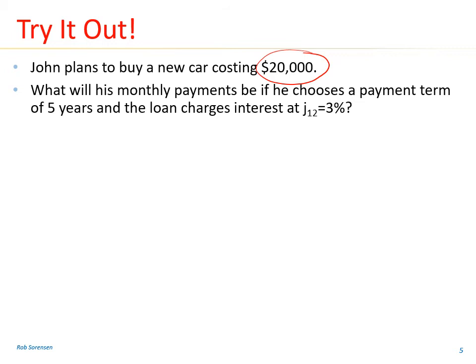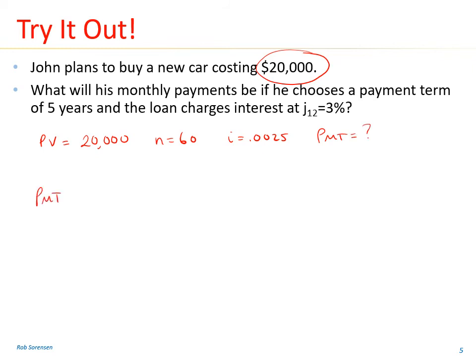All right, welcome back. Let's see, for this one, I'm hoping that you decided that $20,000 was a present value, because that's what the car cost in today's dollars, isn't it? So that's the value today. He's going to pay it off over 5 years, which is 60 months, and the rate per period or per month is 0.0025. What will his payments be?